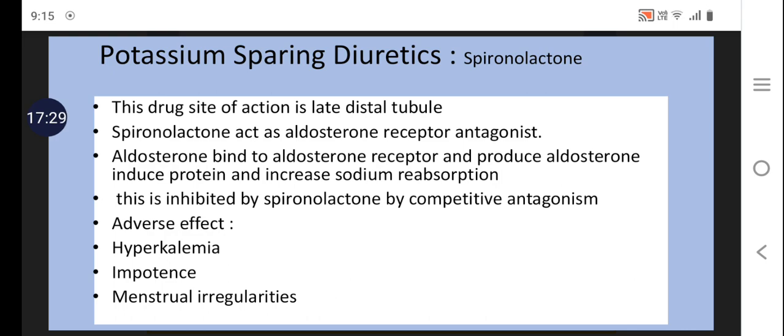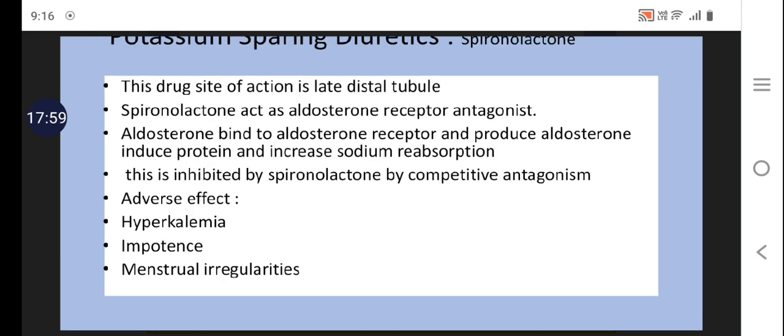These drugs cause retention of potassium in our body, and that's why they are called potassium-sparing diuretics. Means they spare the potassium in our body. These drugs are responsible for impotence in males and menstrual irregularities in females. This is the main adverse effect associated with potassium-sparing diuretics.